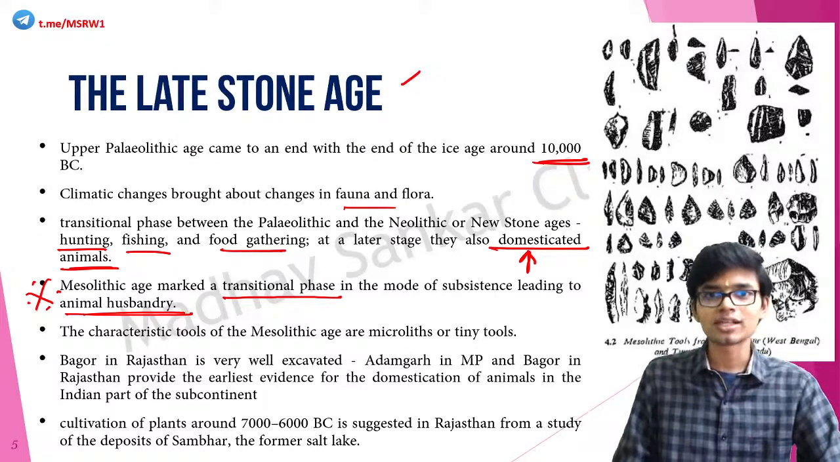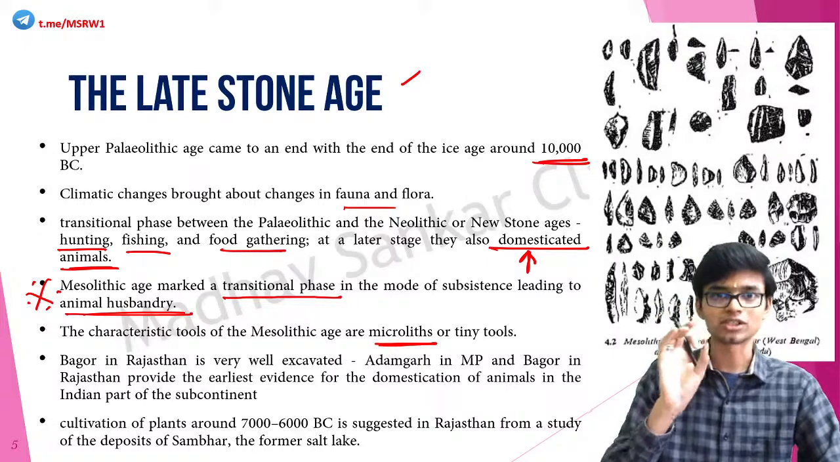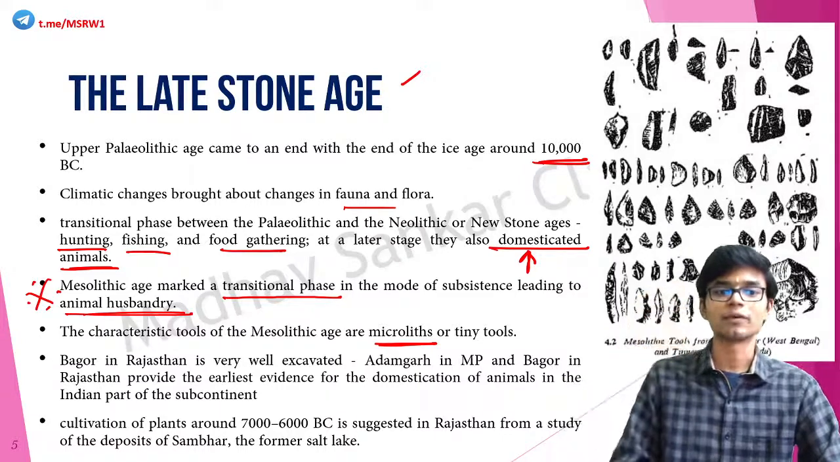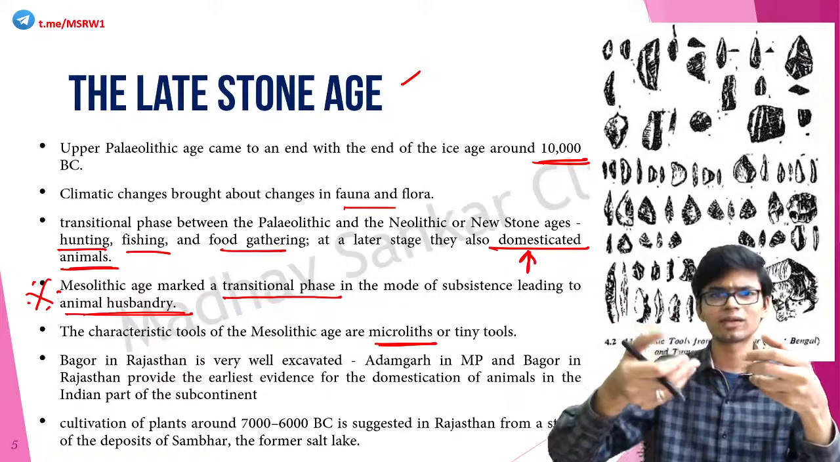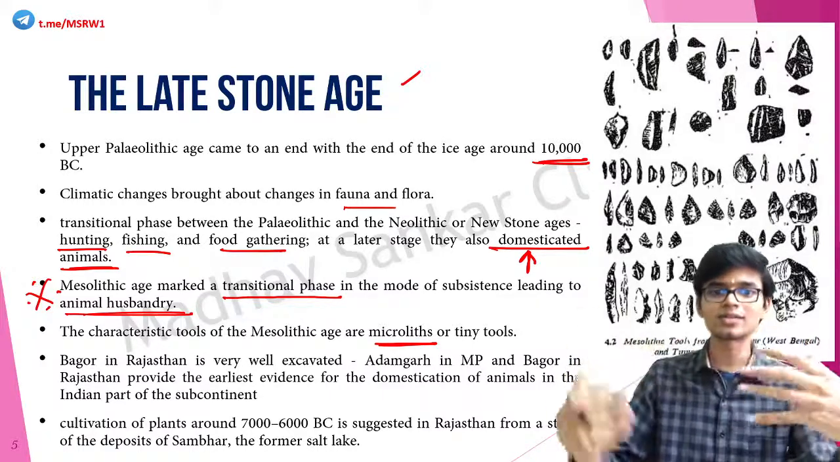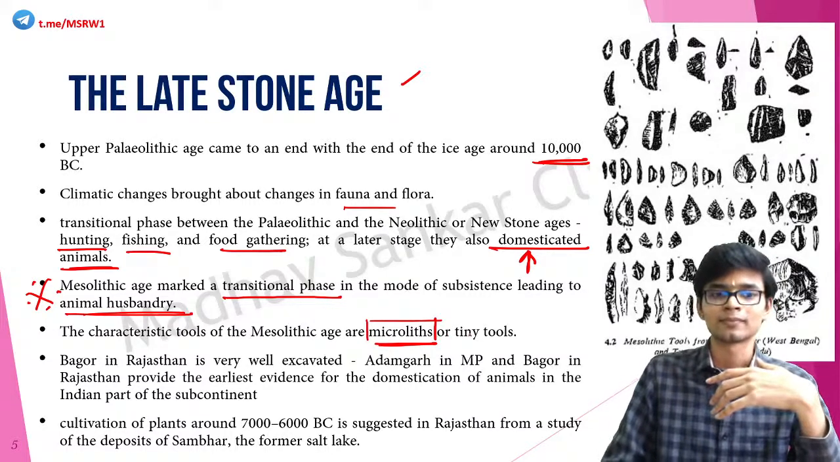And what is another very important point regarding the Mesolithic period? That is the arrival of microliths. Earlier also we saw in the middle Paleolithic period, we find some small sharp stones. But clearly the microliths are a typical feature of the Mesolithic period. Earlier it was only a few here and there, but now in the later phase of the Mesolithic period, we have an abundance of microliths. So microliths are a characteristic feature of the Mesolithic period.